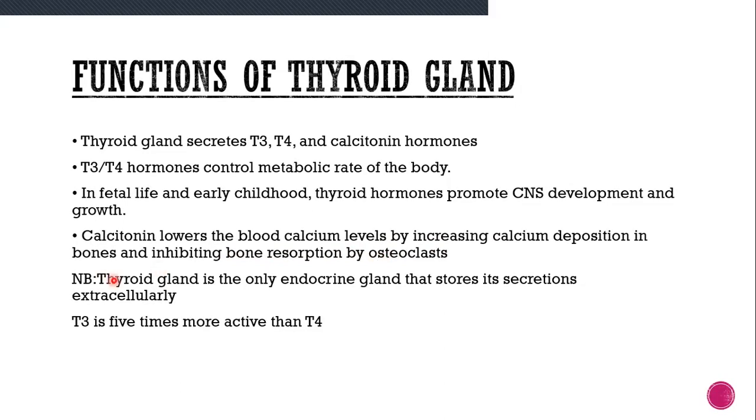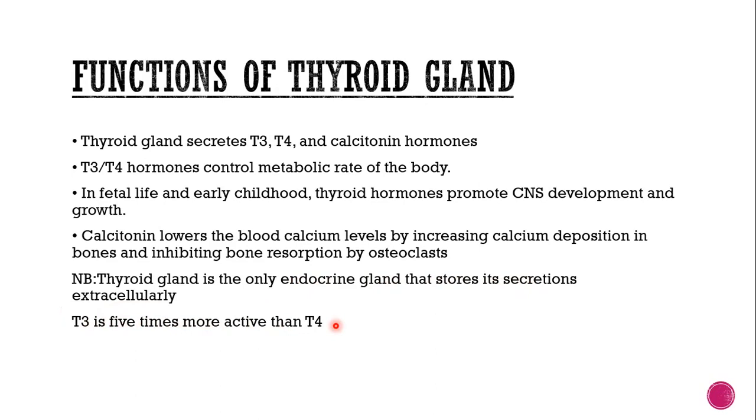Please remember that the thyroid gland is the only endocrine gland that stores its secretions extracellularly. Remember that T3, triiodothyronine, is 5 times more active than T4, but over 90% of the thyroid gland's secretion is T4. Once it reaches its site, such as the liver and the kidney, it is deiodinated. We remove one iodine molecule from T4, we get T3.